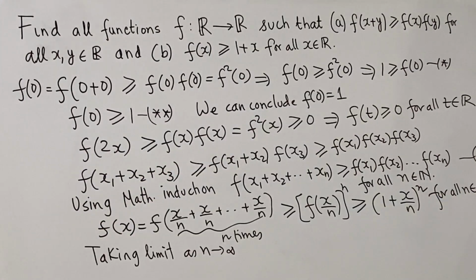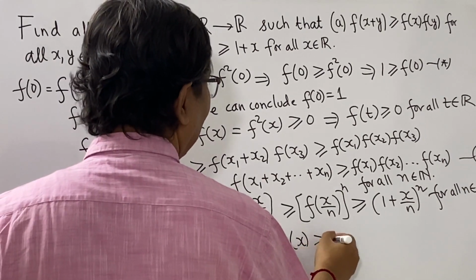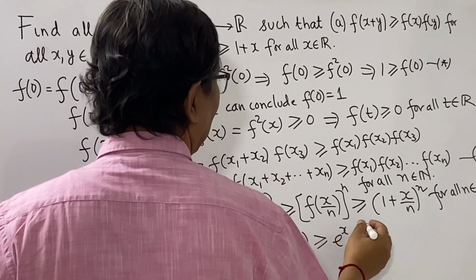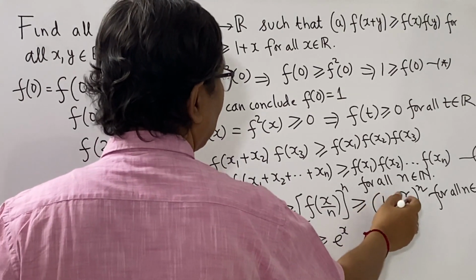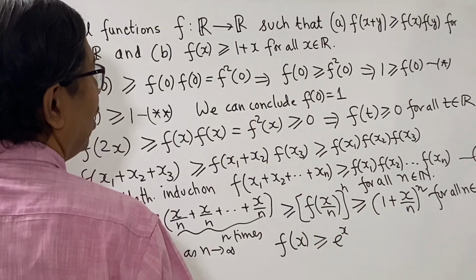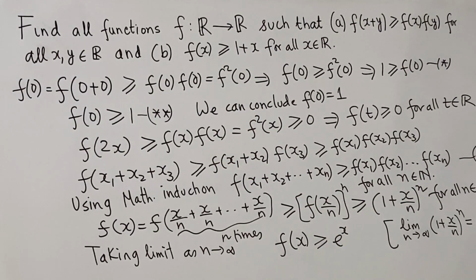So taking the limit as n goes to infinity, we get f(x) is greater than or equal to e power x. Recall that the limit as n goes to infinity of (1 plus x by n) to the power n is equal to e power x. So f(x) is greater than or equal to e power x. So let's proceed with this.